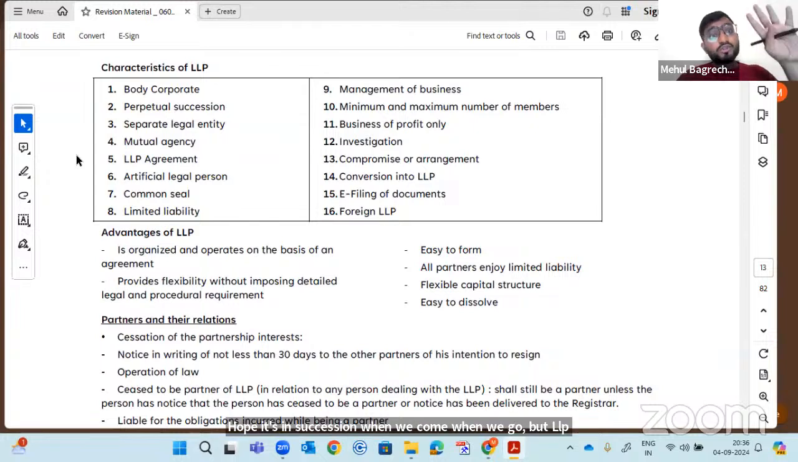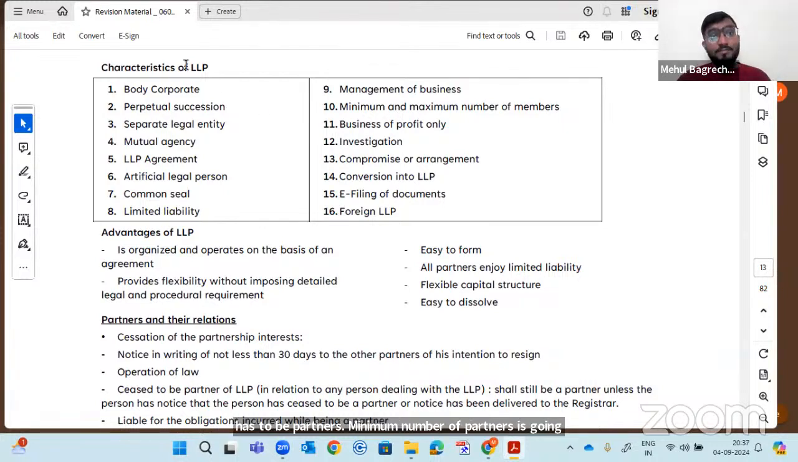Separate legal entity, mutual agency concept, LLP agreement is drafted, artificial legal person, common seal, limited liability, management of business by the designated partners. Minimum number of members, or instead of members, it has to be partners. Minimum number of partners is going to be 2, maximum any number, business of profit only.